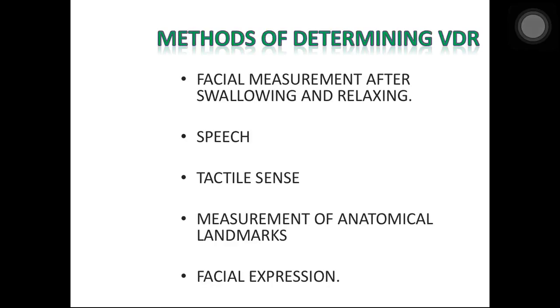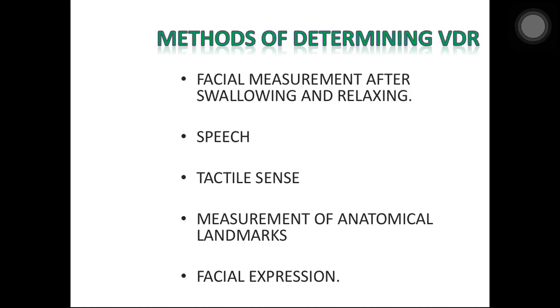Today's topic is vertical jaw relations. So basically, vertical jaw relation. We know at this point that there are three types of jaw relation records: the orientation jaw relation, the vertical jaw relation, and finally the horizontal jaw relations.